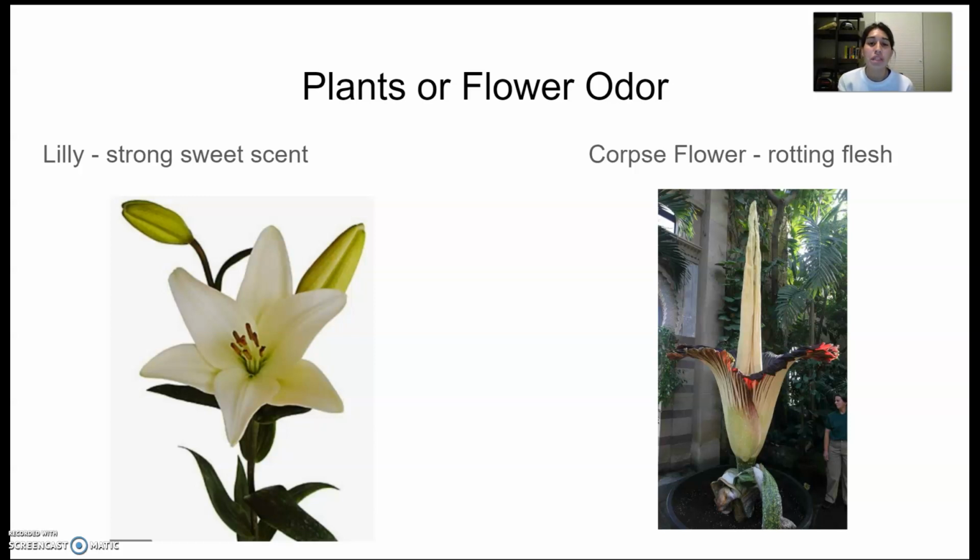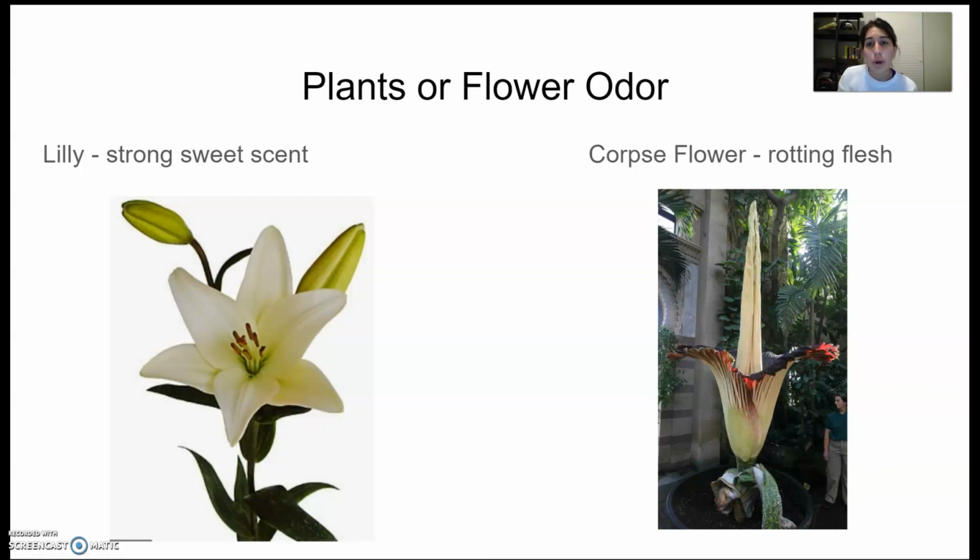So if we're looking over here, we're looking at these plants and flowers and their odor. Odor is how they smell. So here are some examples that we've come up with. A lily, if you've ever smelled a lily before, has a very strong, sweet scent. Over to the right, you have something a little bit different. This is actually called a corpse flower, and corpse, if you know what that means, is something that's dead. So the corpse flower is going to have a very opposite scent, something that is not pleasant at all. You don't want to be around it. It is almost a smell of rotten flesh. Definitely not a good smell. All right, so that's one trait that can be inherited.